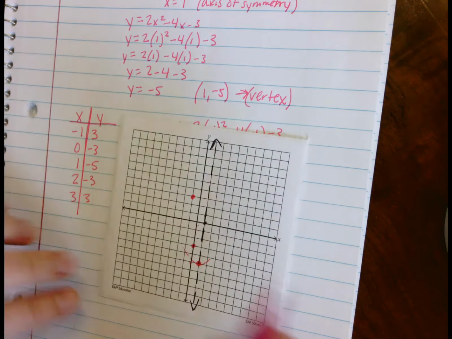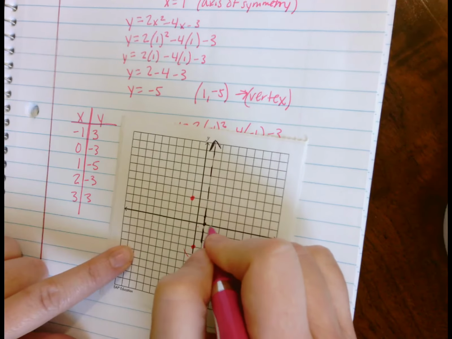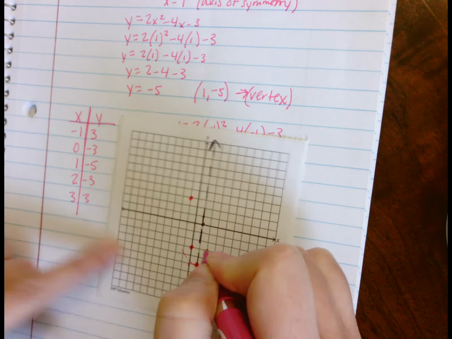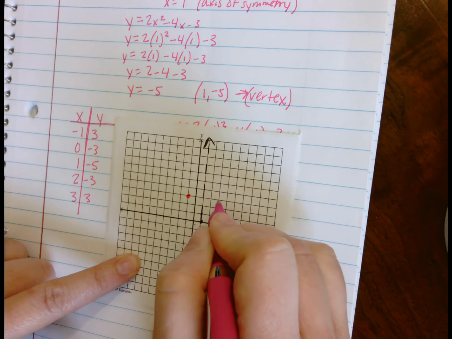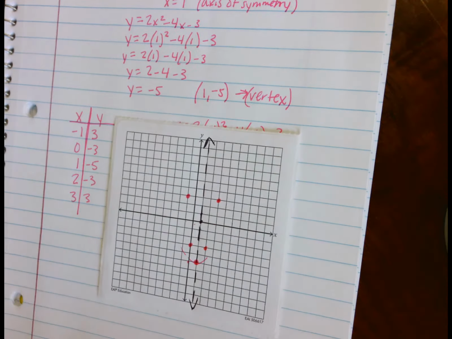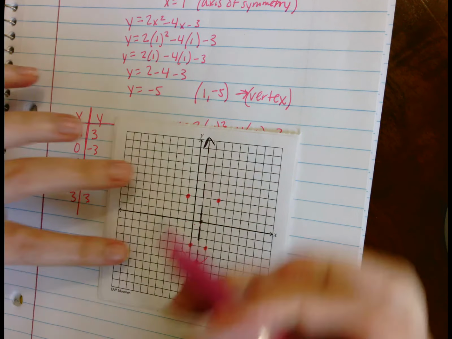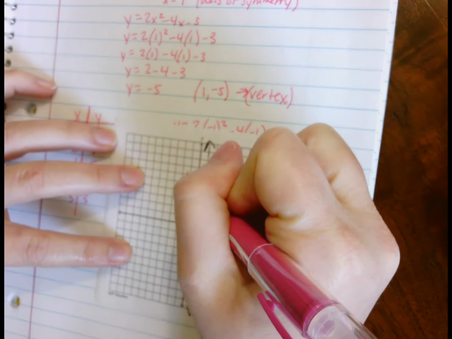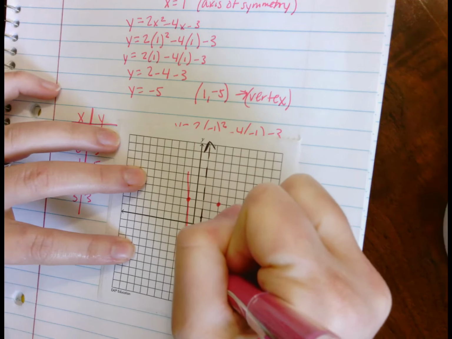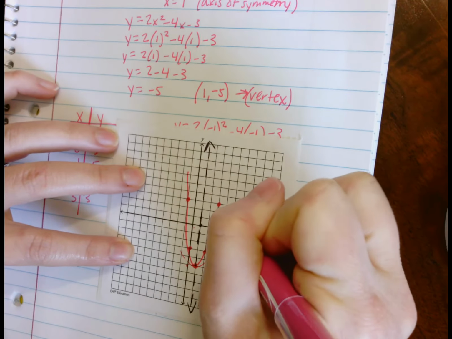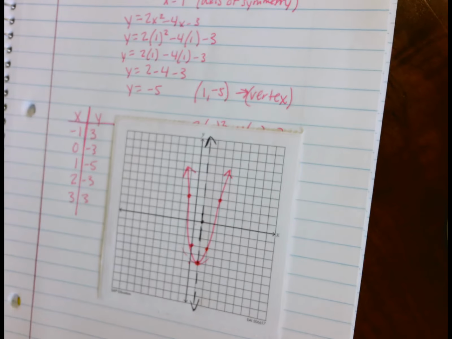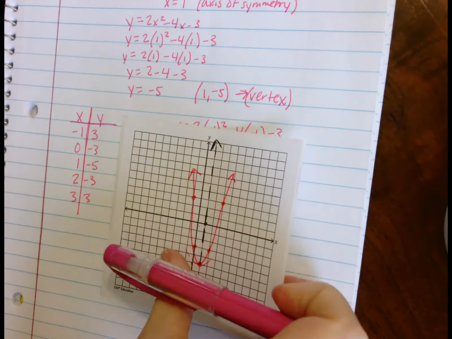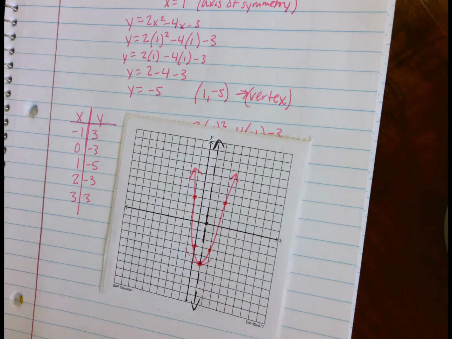So we're going to go ahead and plot those points. So 2, -3: 1, 2, 1, 2, 3, here's that point. 3, 3: 1, 2, 3, 1, 2, 3, there's that point. Okay, so now I have enough points to see the direction that my graph is going. So I can go ahead and make my graph just like that. Okay? All right, so now I know what my graph looks like.